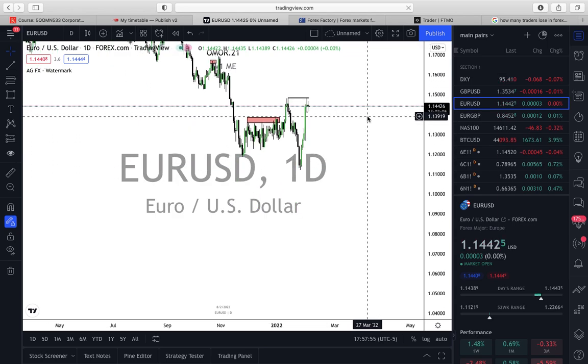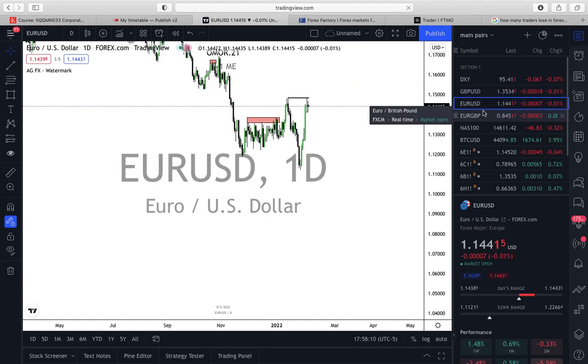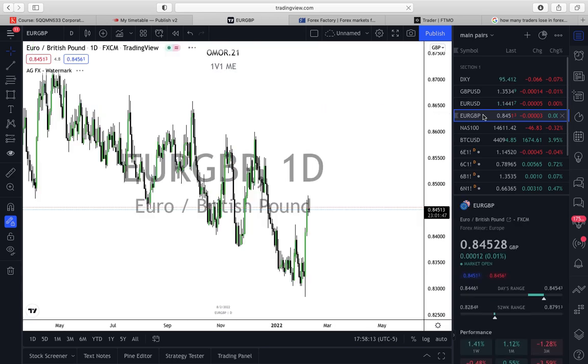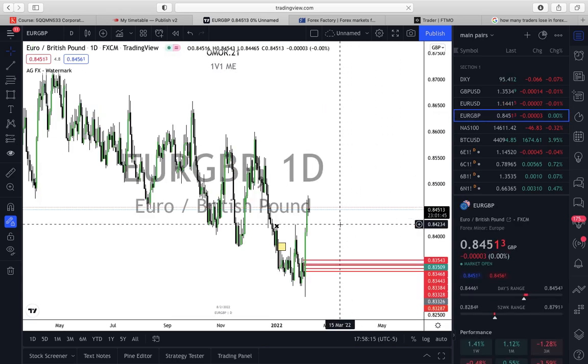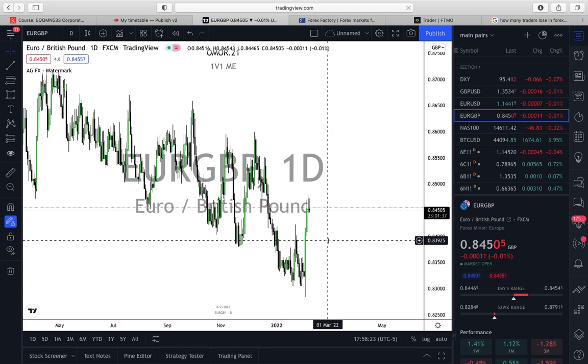Well, what about if you don't want to trade the USD? Or what about if it consolidates? Now, remember I said GBP USD and Euro USD is what I trade. So now let's look at Euro GBP. What is Euro GBP? Euro against the GBP. Now, you're going to have to rewatch this a few times to understand this.